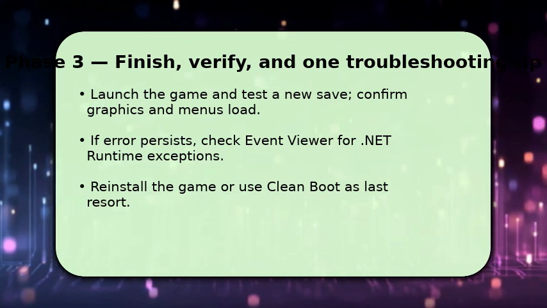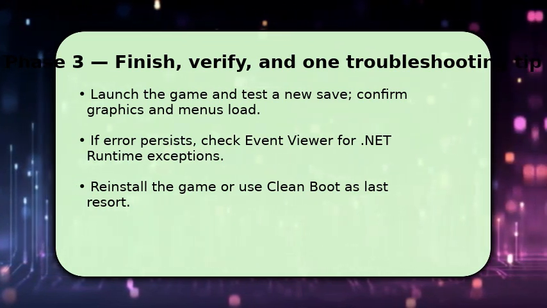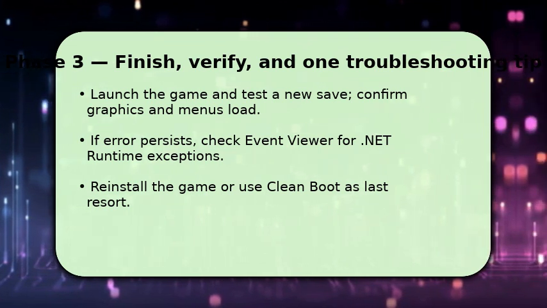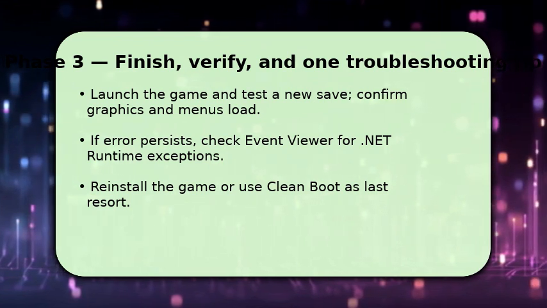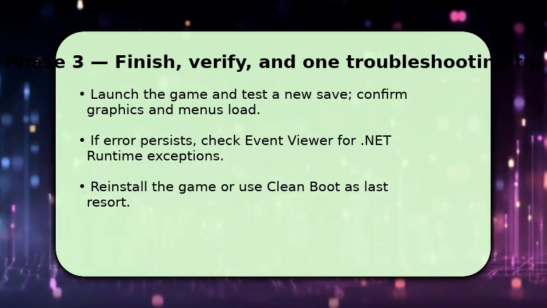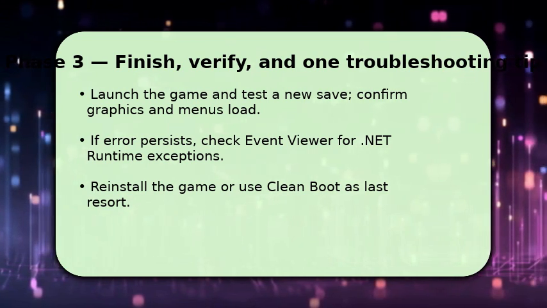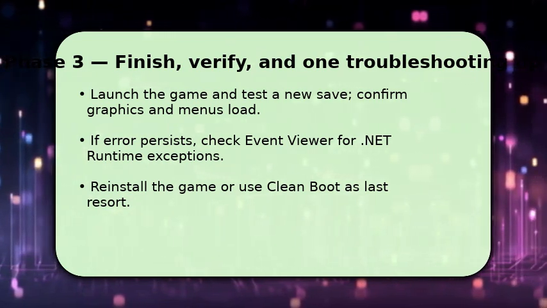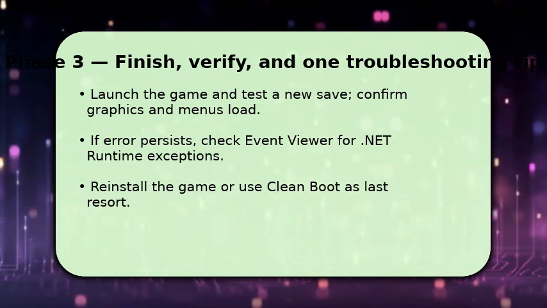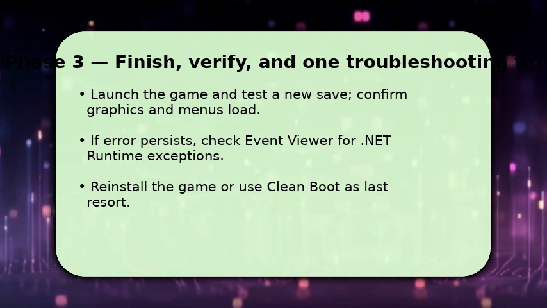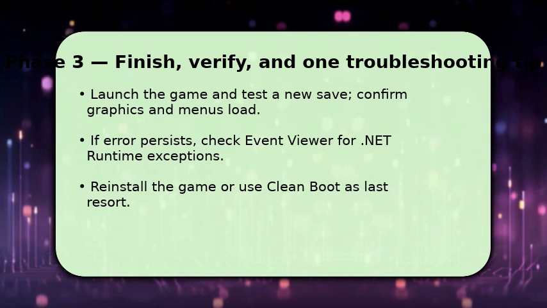If the game still fails, open Event Viewer and filter for .NET runtime exceptions to pinpoint missing assemblies and error codes. Once identified, reinstall the specific .NET version or run a clean boot to rule out third-party conflicts. If nothing helps, uninstall and reinstall the game client. Finally, restore your save and remove the restore point only after successful verification.